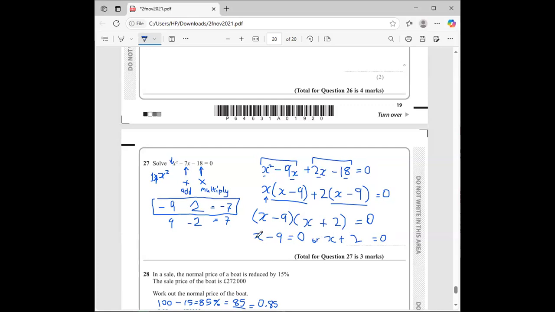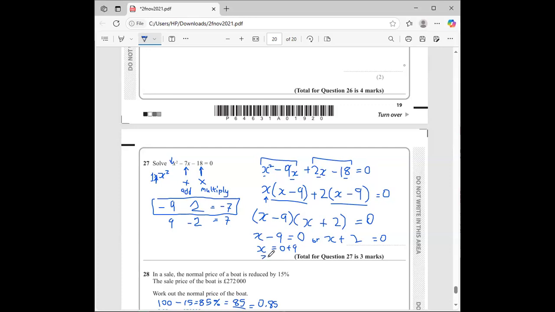Now remember, you're looking for x. So what should I do to both sides? Add 9 to both sides. I should collect like terms, isn't it? That's another way you can think of it. I moved the 9 to the other side. Yes, exactly, correct. So that's going to give me 0 plus 9, and 0 plus 9 is 9.